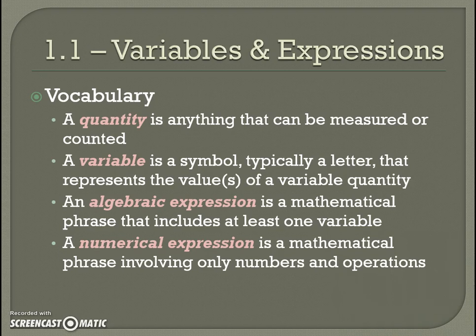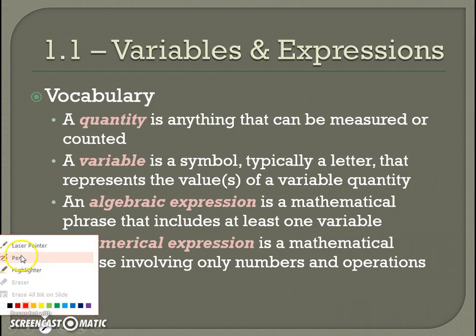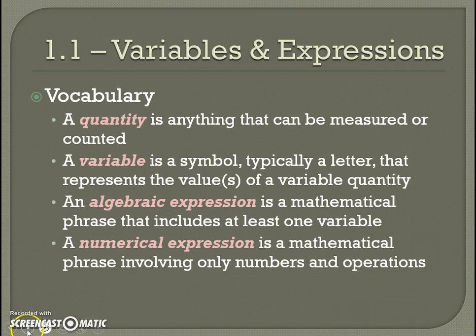An algebraic expression is a math sentence that has at least one variable. Okay, it has to have at least one of them. A numerical expression is just numbers and operations, and it is nothing more than that. So let's go ahead and jump into this.